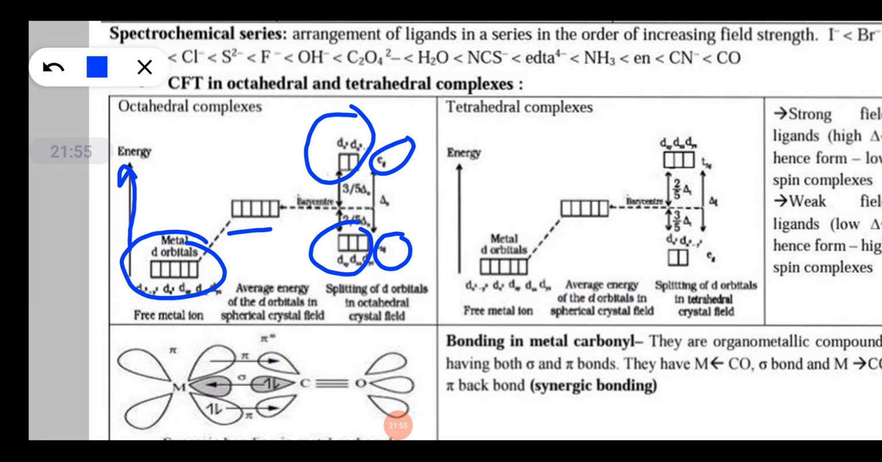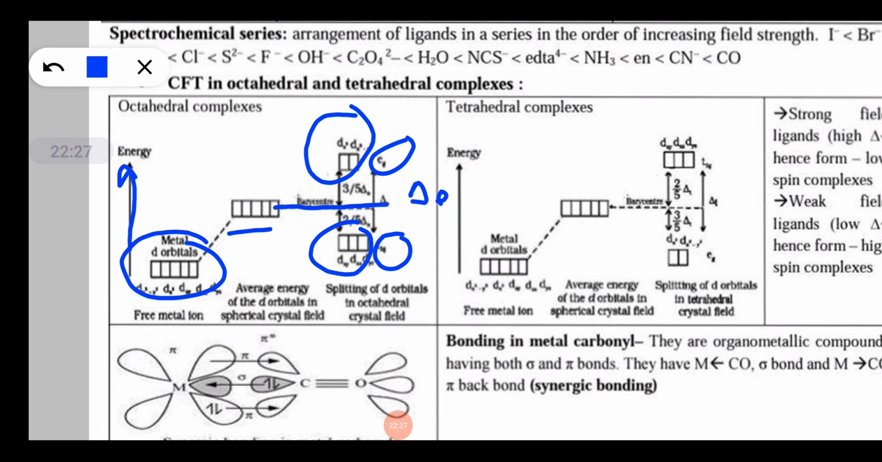And the energy difference between the higher set and lower set, Eg and T2g, is represented by delta naught, which is the crystal field splitting energy for octahedral complexes. From the barycenter, this center line is the barycenter, the upper Eg has an energy of 3 by 5 delta naught, and T2g has its energy decreased by 2 by 5 delta naught. So this much you should remember.